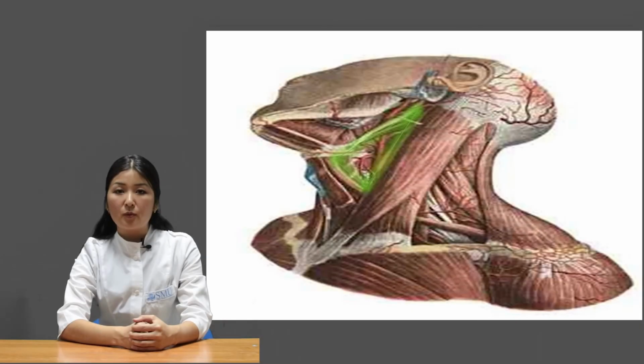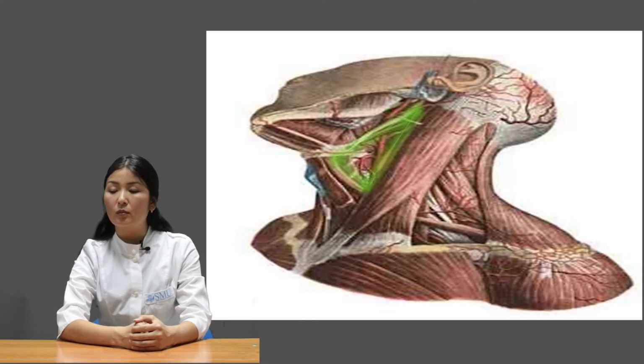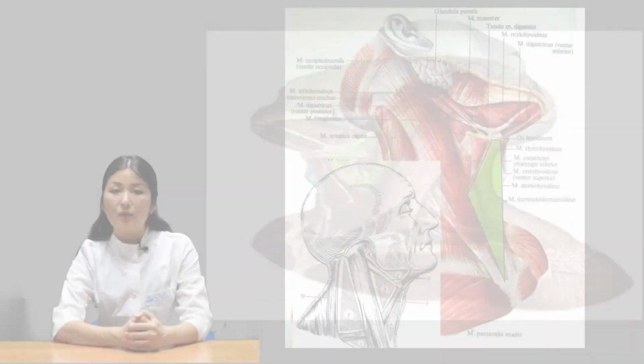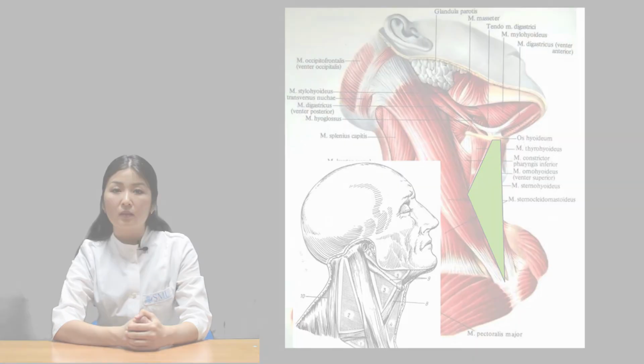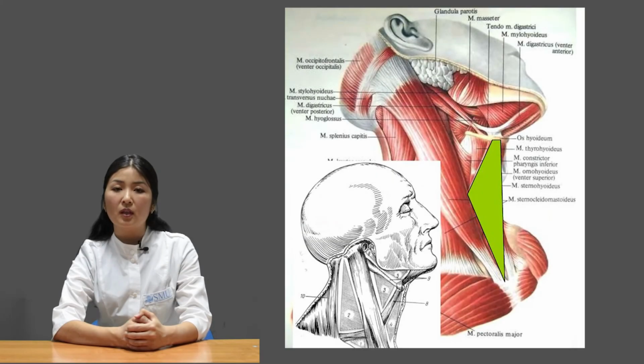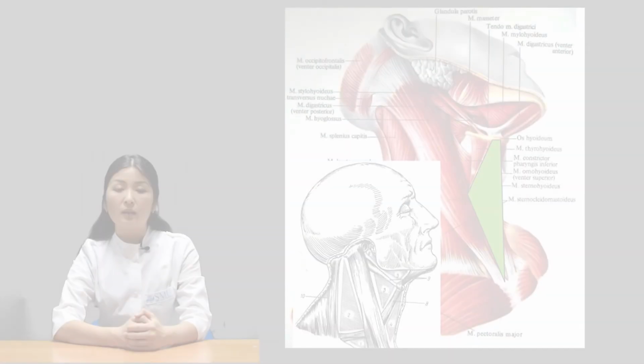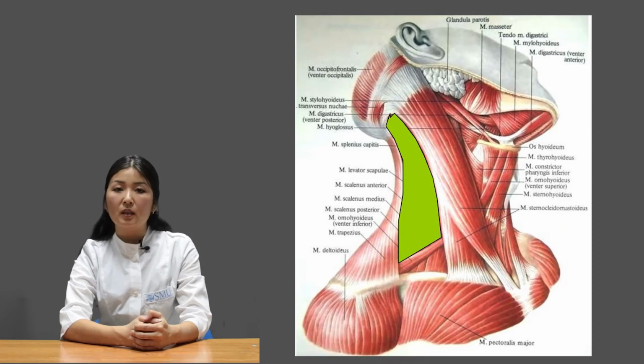Carotid triangle. Posterior border is the anterior edge of the sternocleidomastoid muscle. Anterior and inferior borders are the superior belly of the omohyoid muscle, and superior border is the posterior belly of the digastric muscle. The scapulotracheal triangle is bounded superiorly by the omohyoid muscle, medially by the anterior midline of the neck, laterally by the anterior edge of the sternocleidomastoid muscle.